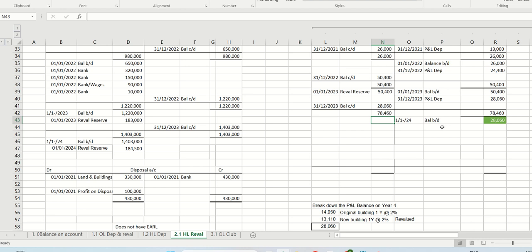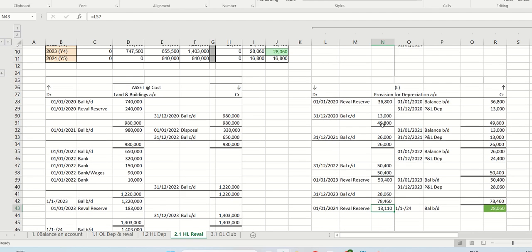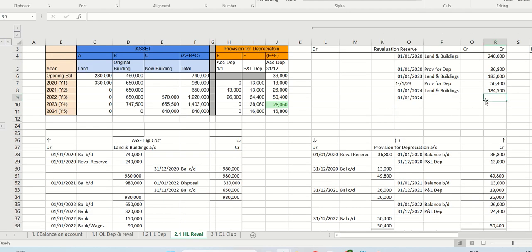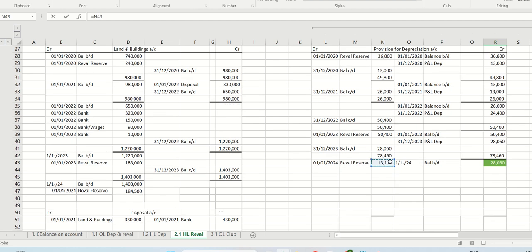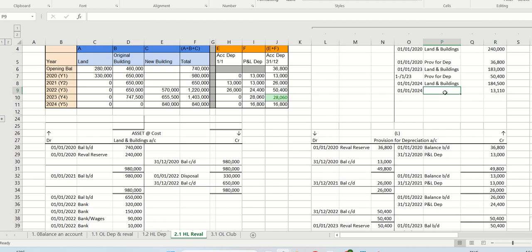Okay, so it's going to be 1 year of depreciation on the new building, 13,110. That's the amount that we're going to be putting into our revaluation reserve. So we're reducing our provision for depreciation 2024 by 1 year of depreciation on just the new building, and we're putting that to the revaluation reserve. Okay, P&L provision for depreciation, apologies.